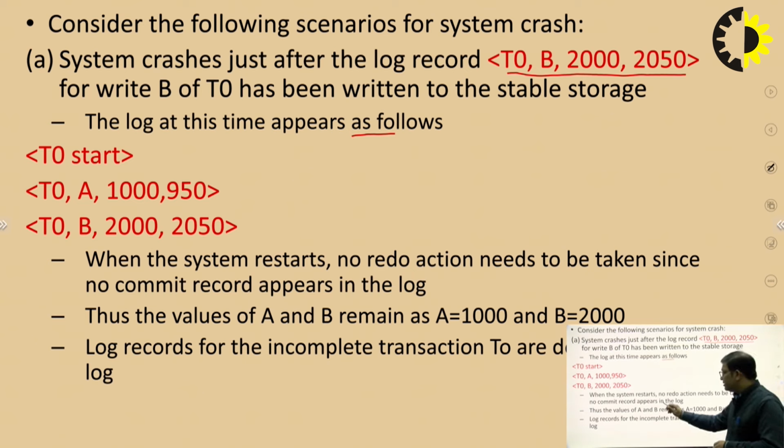When the system restarts, no redo action needs to be taken, since no commit record appears because there is no commit operation. The system has not committed any value. The system has not written any value either for A or for B. The values of A and B remain the same. It means the previous values have been recovered. Log records for the incomplete transaction are deleted from the log file because the system has not committed yet.